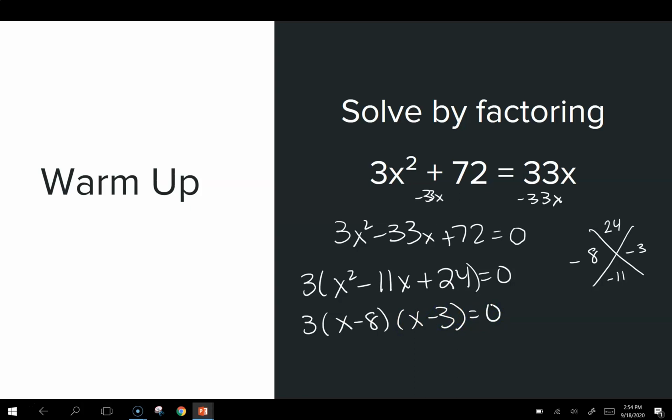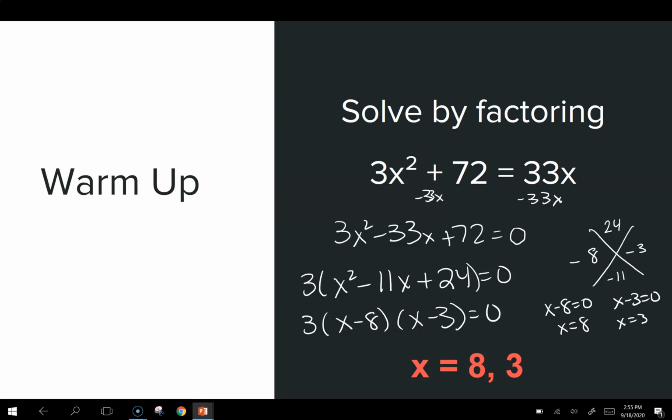Okay, I have factored my problem, but now I need to actually solve it, meaning I'm going to take each piece, make it equal to 0, and solve for x. So if I have x minus 8 equals 0, I'm going to add that 8 over and get x equals 8. Here, x minus 3 equals 0, add that over, we're going to get x equals 3. So here my two solutions are going to be x equals 8 and 3.